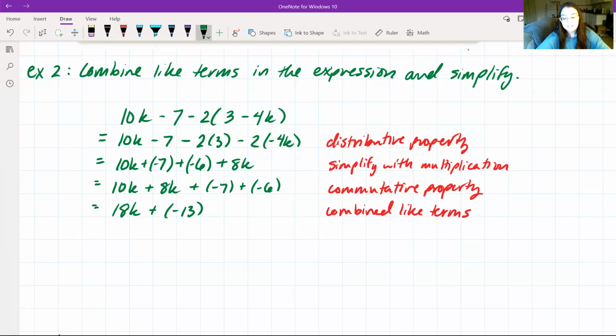Since 18k and negative 13 are not like terms, this means that our expression is simplified. And we can simplify it a little bit further by just writing it as 18k minus 13. And here we just simplified. So 18k minus 13 would be our final answer. This would be our simplified expression using combining like terms.